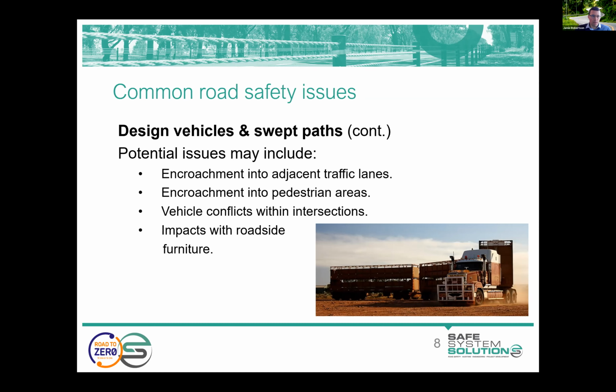So why does it matter if our choice of design vehicle isn't what it should be? Some potential issues are that vehicles will encroach into areas that they shouldn't. It might be an adjacent traffic lane, or a pedestrian area at the corner of an intersection, especially if a large vehicle doesn't have enough space to turn left particularly. We might have vehicle conflicts within intersections, perhaps some concurrently turning right turners from opposing directions. We might have impacts with roadside furniture, and that really is a telltale sign that there isn't enough space for certain movements.